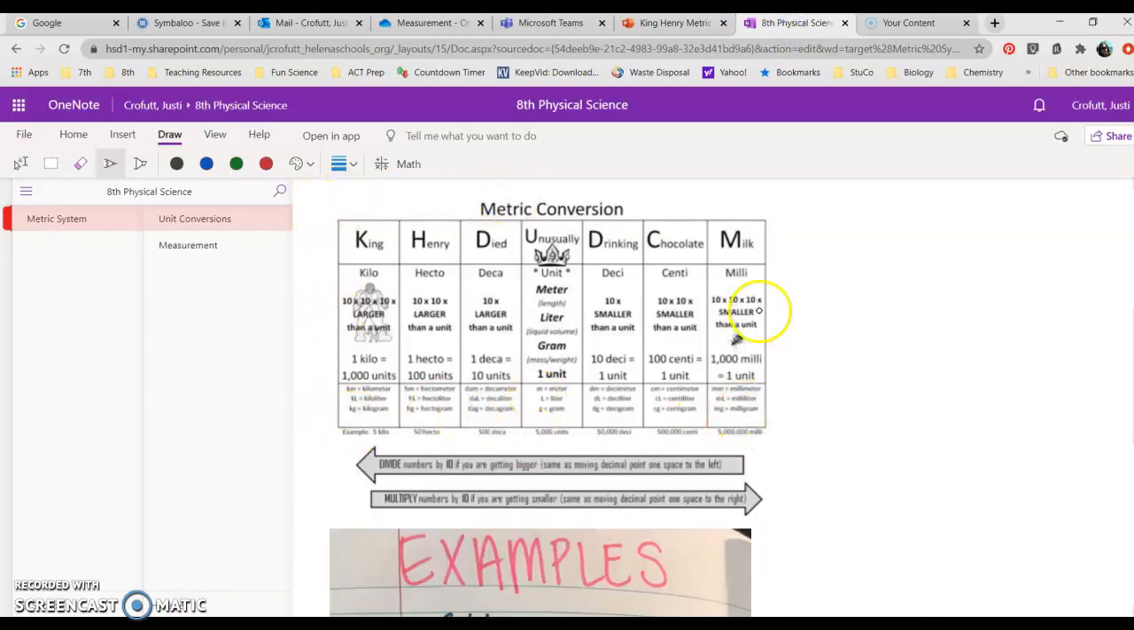And you guys can see you have this little acronym right at the top. King Henry died unexpectedly or unusually drinking chocolate milk. I want you guys to take a highlighter and highlight this middle section here. Okay? This is going to be kind of your starting point and your most important point for your little graph here, okay? This is what we're going to refer to as our base units. So you're always going to start from here or try to get to here in some questions.